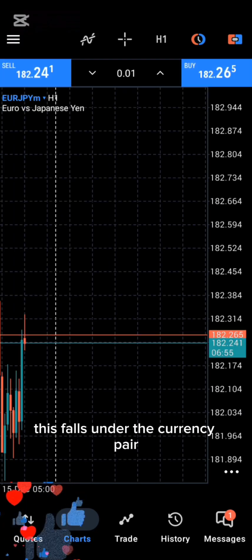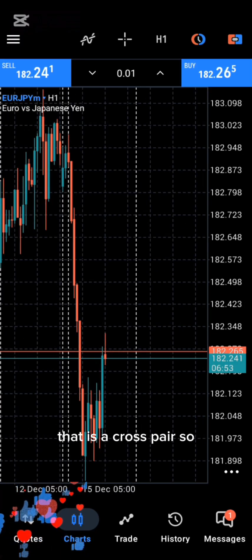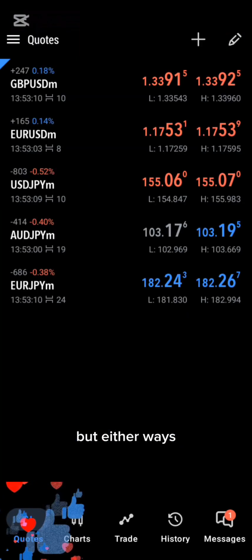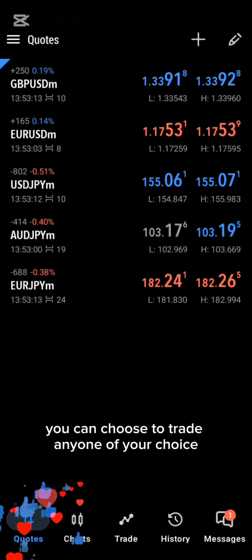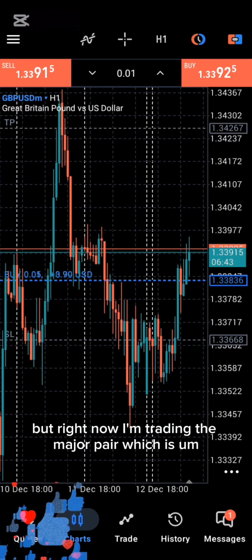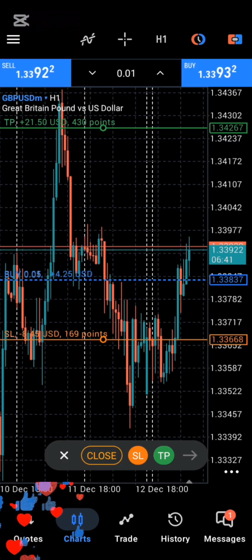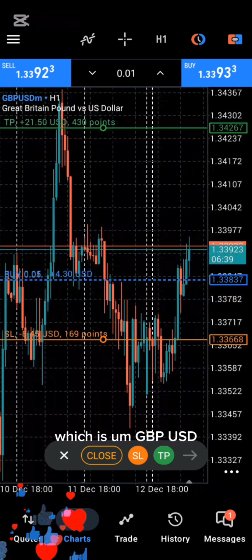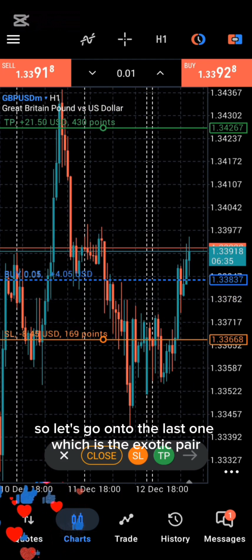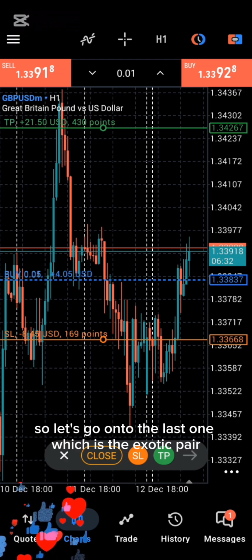This falls under the currency pair that is under cross pair. But either way, you can choose to trade any one of your choice. Right now, I'm trading the major pair, which is GBPUSD. So let's go on to the last one, which is the exotic pair.